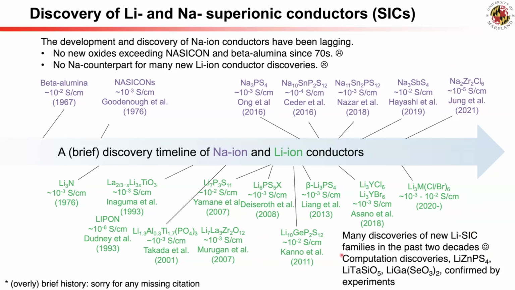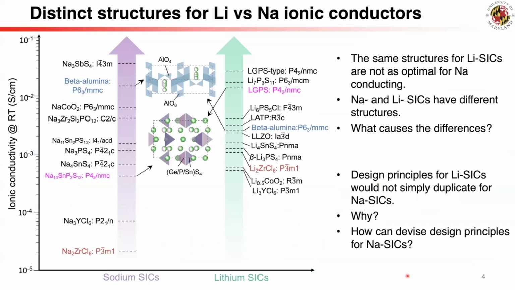More recently, there have been a lot of computational discoveries in the lithium superionic conductor space, such as the compounds listed there. So here we compare the structures as ranked by the room temperature ionic conductivity for sodium conductors versus lithium conductors. You can see that the same structures perform very well for lithium superionic conductors, but not as optimally for sodium conductors, such as LGPS, which shows a much lower sodium conductivity, and also these halide close packing structures, which also show poor conductivity in sodium. The best sodium conductor, such as beta alumina, shows much lower lithium conductivity.